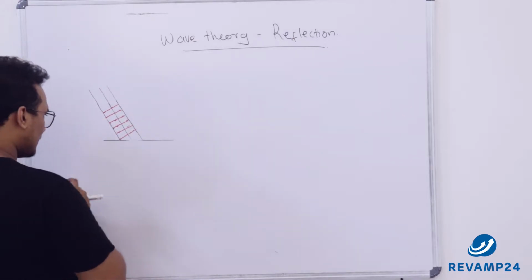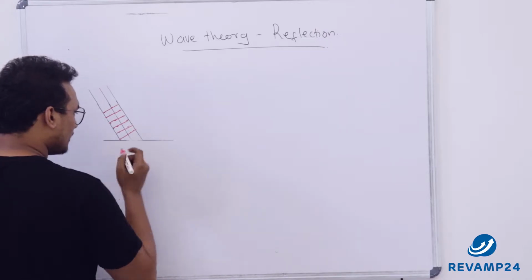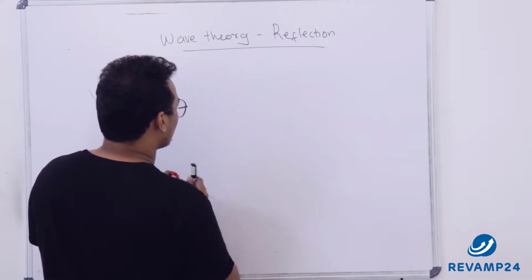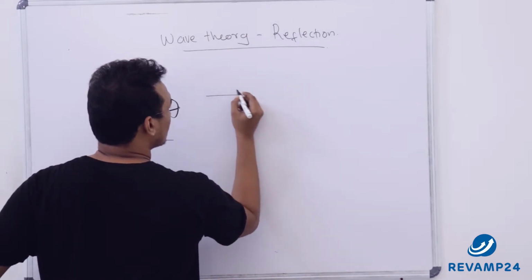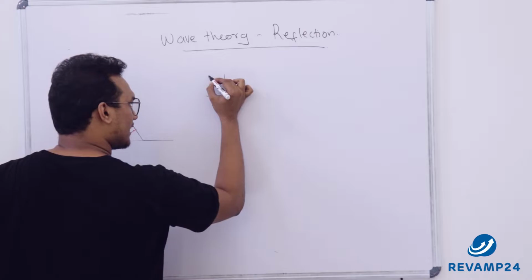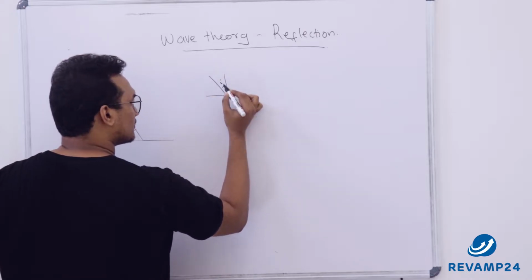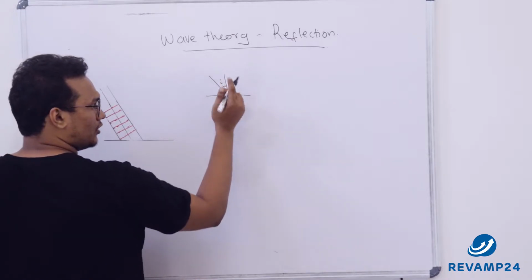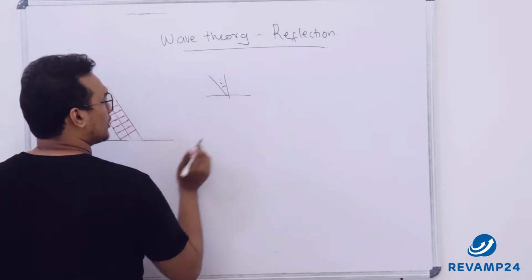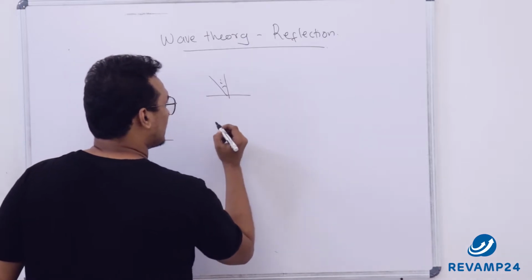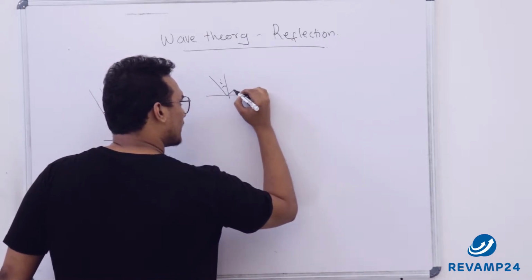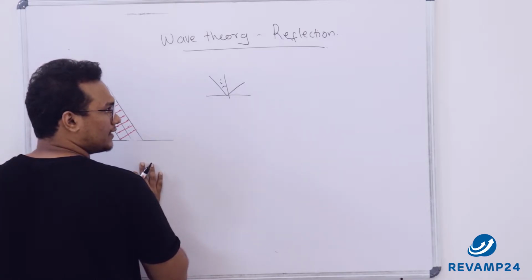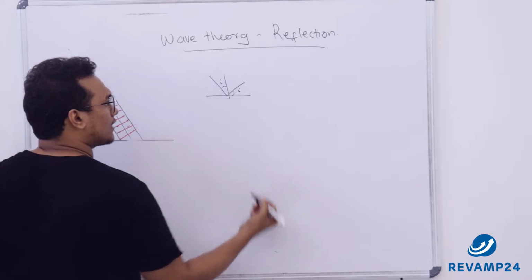Now we have learned that the angle in between the normal to the plane and the incident ray is the angle of incidence. And we know that this is the normal to the plane, and instead of that, if I am taking the angle in between the wavefront and the surface of the plane, this would also be the angle of incidence.